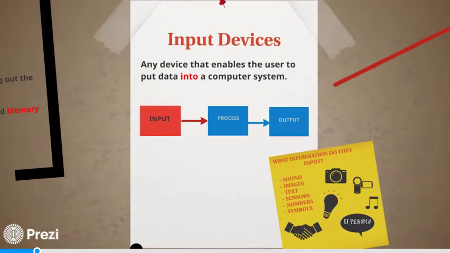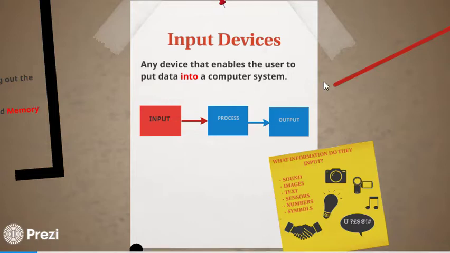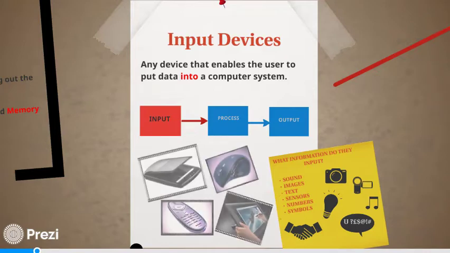So a part of this is the input devices. We have the input devices, and then we're going to discuss later on the output devices, processing, and storage. Under the input devices, these are devices that enable the user to put data into a computer system, and that is the input, and then it's going to be processed, and then it's going to come out in an output.